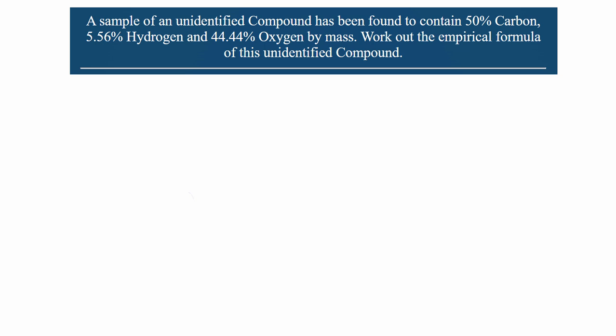So we've been presented with a compound and been told it contains carbon, hydrogen and oxygen, and we've been asked to work out the empirical formula. In terms of the percentage compositions by mass, we've been given that it contains 50% carbon, 5.56% hydrogen and 44.44% oxygen.